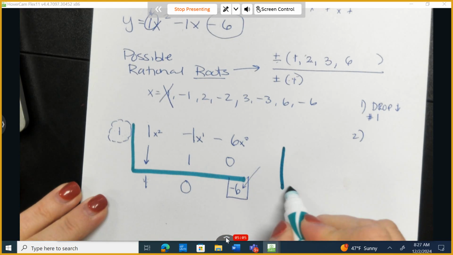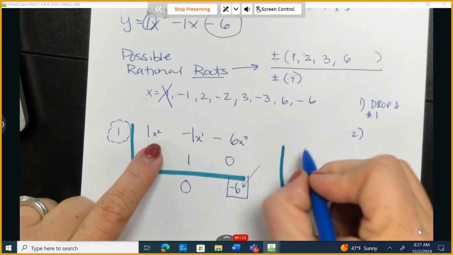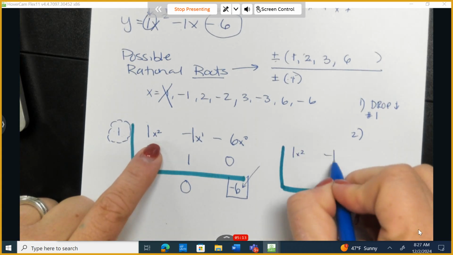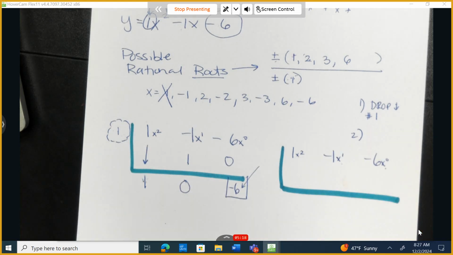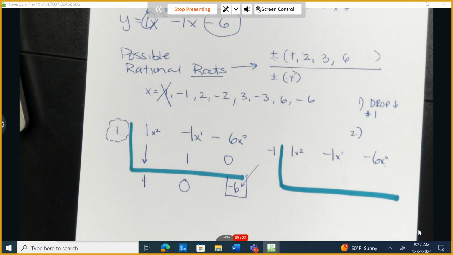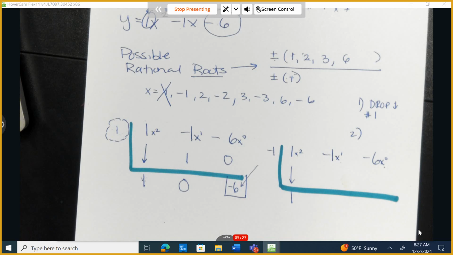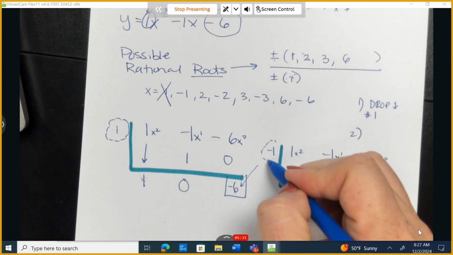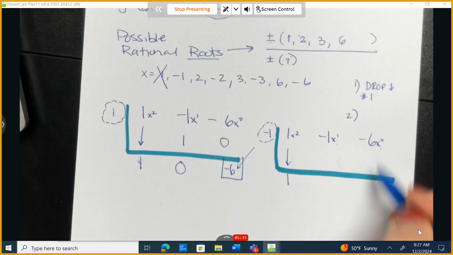So please make another upside down division box. And I'm going to write the exact same thing in. 1x squared, -1x the first, -6x 0. Everything has to be accounted for. And now I'm going to test the next number. I'm going to test -1. First step is always drop down. I drop down the first number, and now everything gets multiplied back to this. So it goes multiply, add, and you just keep going until you get a final answer.